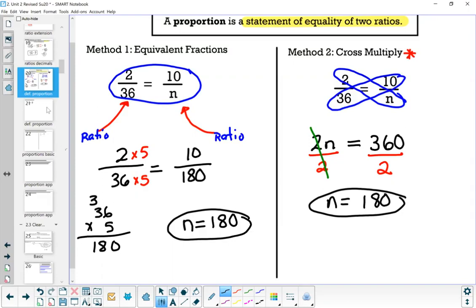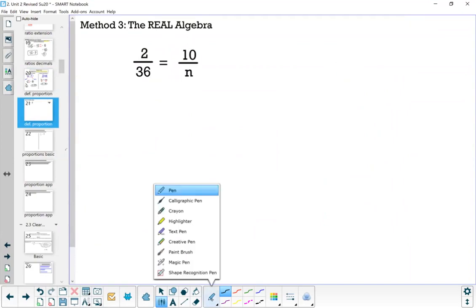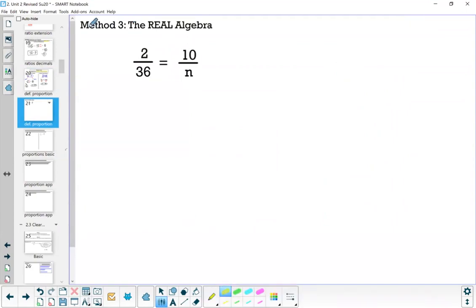In general, I don't like tricks unless you understand why the trick works. So, because I'm a mathematician, I'm going to show you why the trick works. So here we have the real algebra, okay?